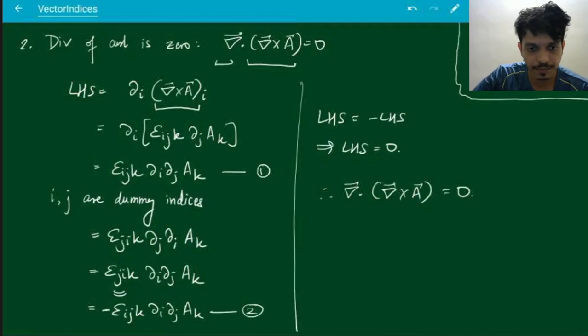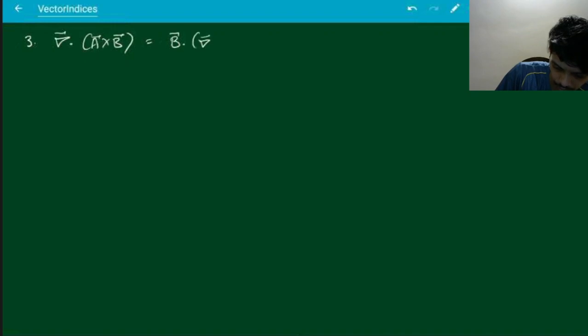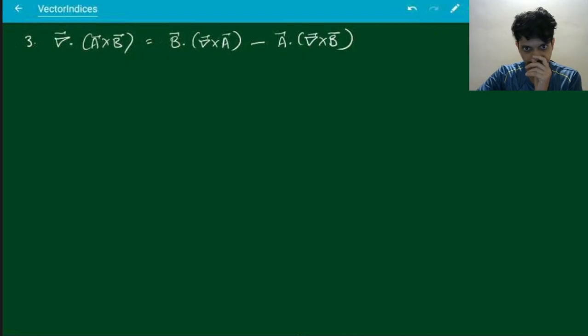Let's take one last example. I'm going to prove that divergence of A cross B is B dotted with curl of A minus A dotted with curl of B. Let's prove this identity and see.